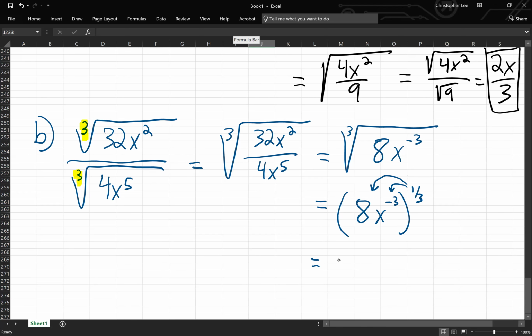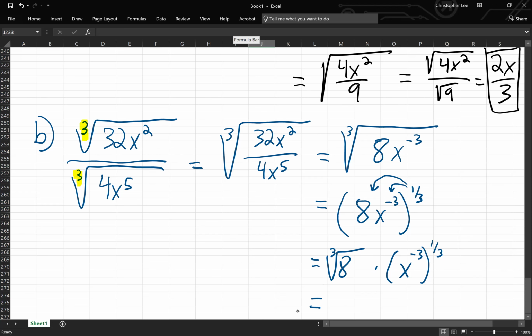So this is going to become what? 8 to the 1/3 power times, open parentheses, x to the -3 raised to the 1/3 power. And you know what? Upon reflection, it probably would have made more sense if I did the cube root of 8, because then that might pop a little bit more. So let me do that. I want to make this as clear as possible, so let me do this as cube root 8.